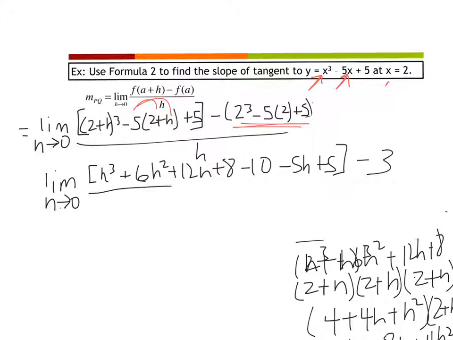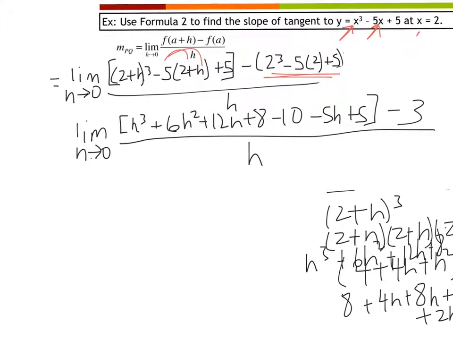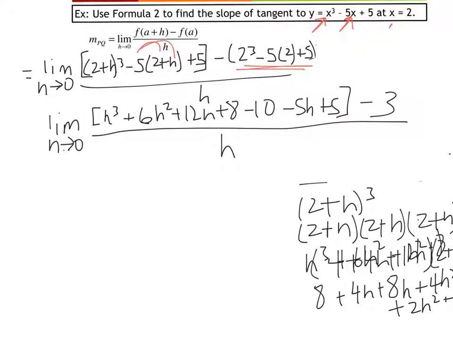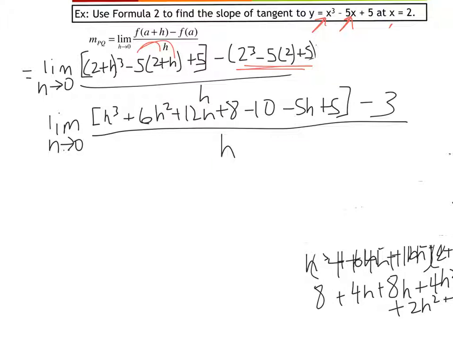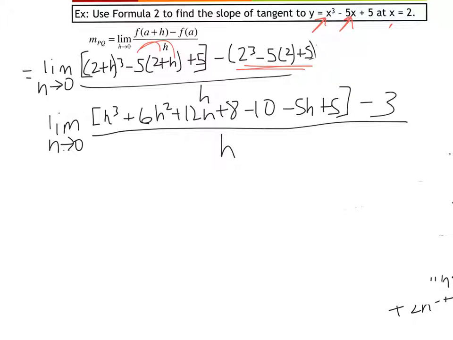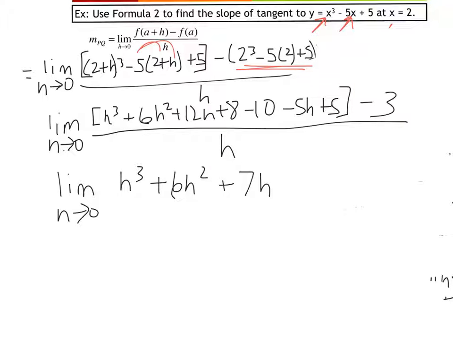I know that looks crazy, but a magical thing always happens at this point. The magical thing is that things always cancel off as long as you've done it correctly. As long as you haven't done anything too crazy, this will just work out nicely. So here, my limit as h approaches 0, I have h cubed, 6h squared, 12h minus 5h, which is 7h. I have 8 minus 10, which is negative 2, plus 5, which is 3, minus 3.